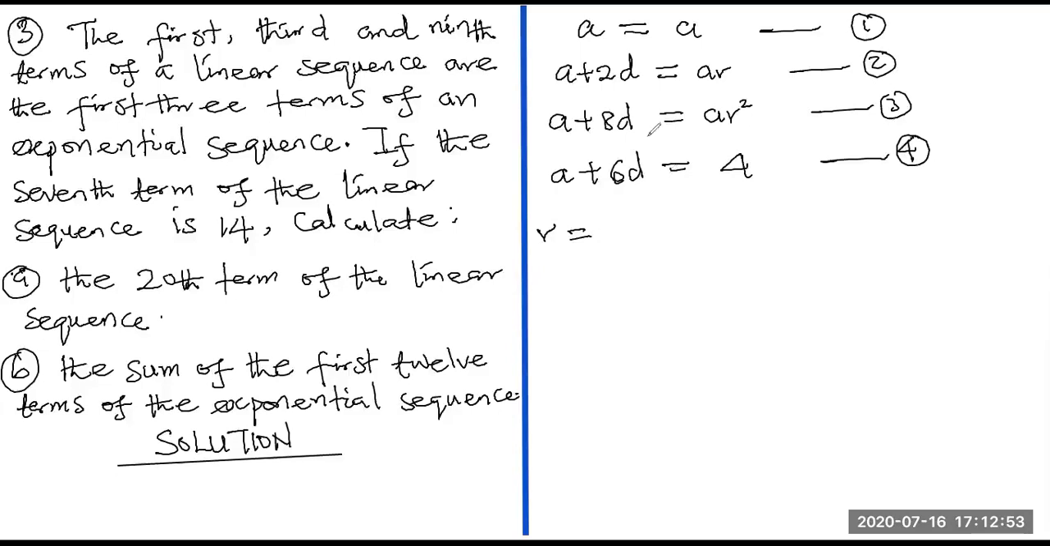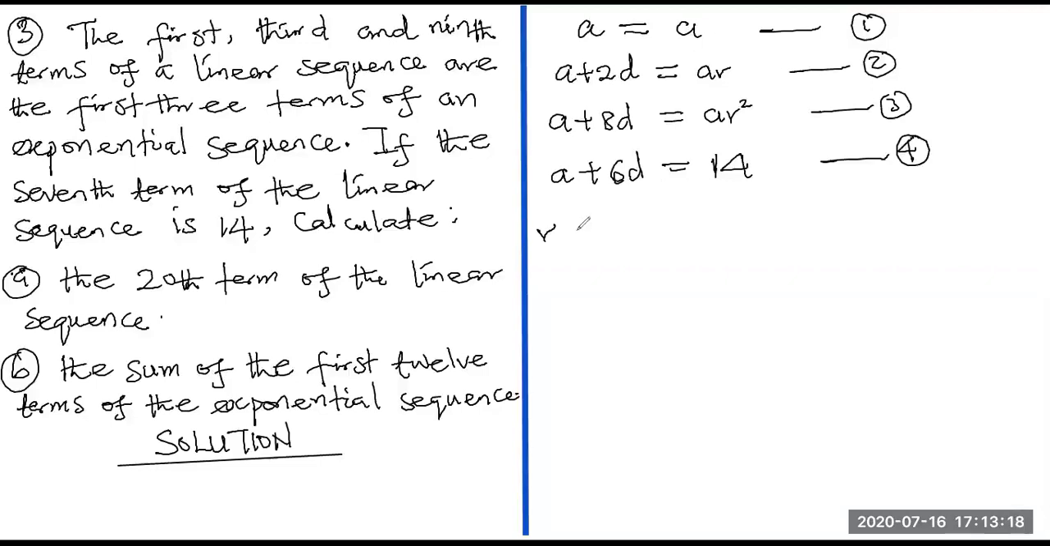Okay, we can say this one here. This one is not part of them. This one is just the linear sequence alone: the seventh term of the linear sequence equals 14. Alright, that is what the last statement said. It didn't say that this is a relationship between the linear and the exponential. That is just a relationship only within the linear.